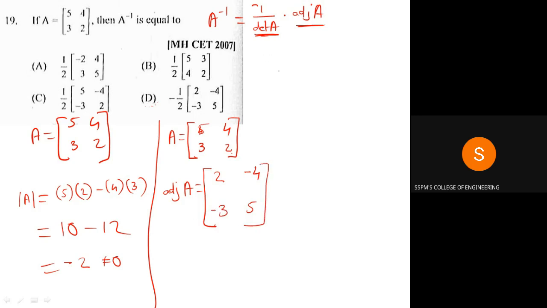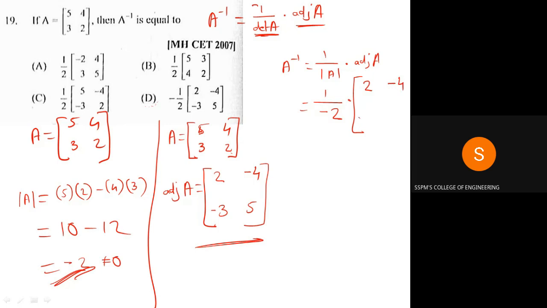Now, according to the standard formula, A inverse is equal to 1 upon determinant of A into adjoint of A. What is determinant of A? As we have already found, it is minus 2, so 1 upon minus 2. And this is adjoint of A: 2, minus 4, minus 3 and 5. If you are finding this in the options, this is your correct option. So it is minus 1 by 2 times 2, minus 4, minus 3, 5. See, B is the correct option here. Okay, we will see the next example.